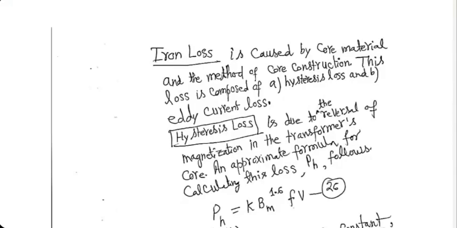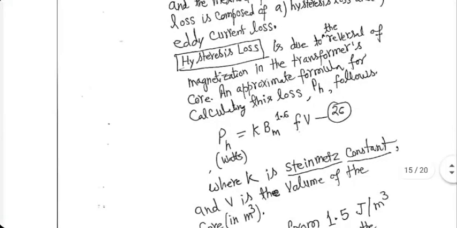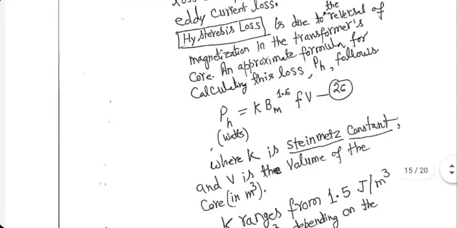So hysteresis loss, an approximate equation to calculate this loss is given as equation 26. Material science people have done all this for us. P_h in watts is K, which is known as somebody's constant. I can't pronounce this name. It's a German name. This fellow must have come up with this equation, so he put his name on the constant K. This K value will be given to you if necessary at all.